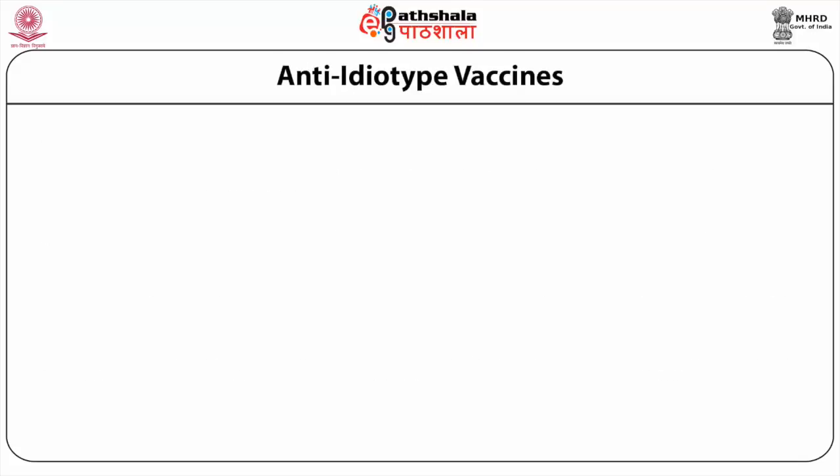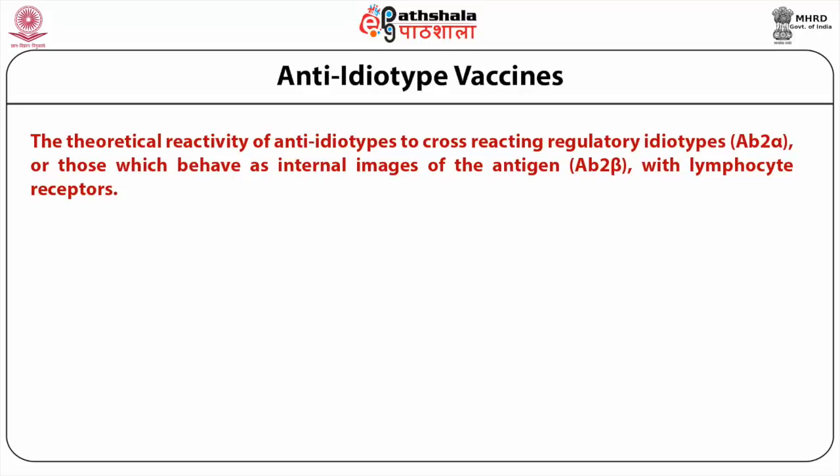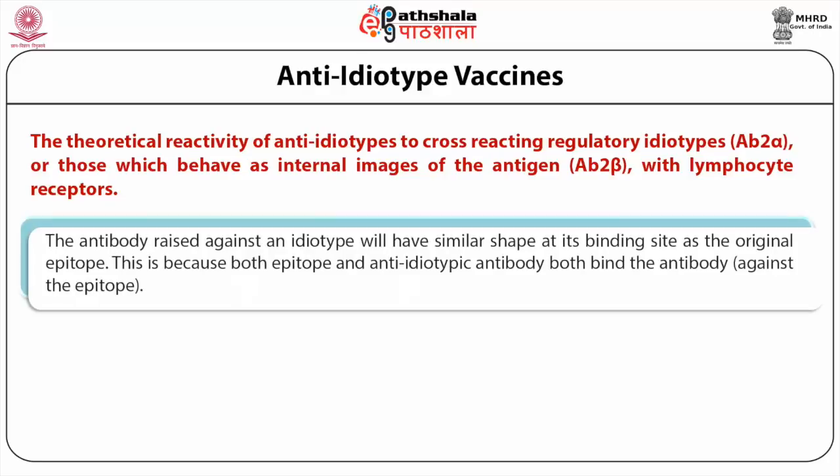Let us look at the anti-idiotype vaccines. It may be recollected that idiotypes are the binding sites in the antibody corresponding to antigenic epitopes. We had discussed this at some length while discussing Jerne's network theory of immune responses. The antibody raised against an idiotype will have similar shape at its binding site as the original epitope. This is because both epitope and anti-idiotypic antibody bind the antibody against the epitope.